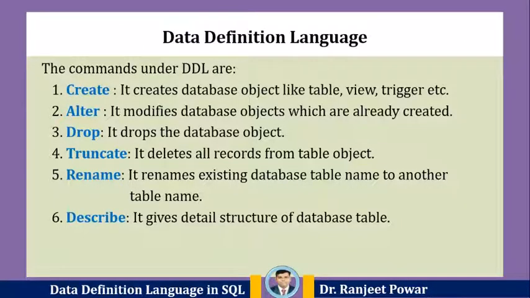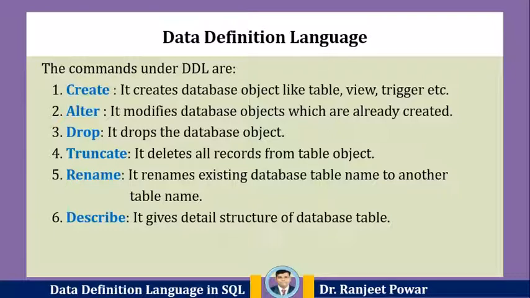DDL commands change the structure of a table, like creating a table, deleting a table, altering a table, etc. All the commands of DDL are auto-committed. That means it permanently saves all the changes in the database. Here are some commands that come under DDL: create, alter, drop, truncate, rename and describe.